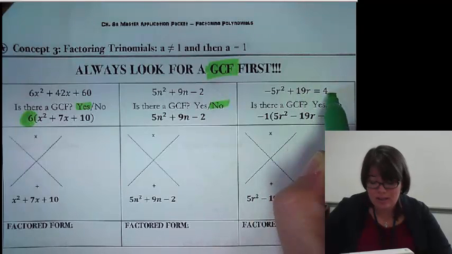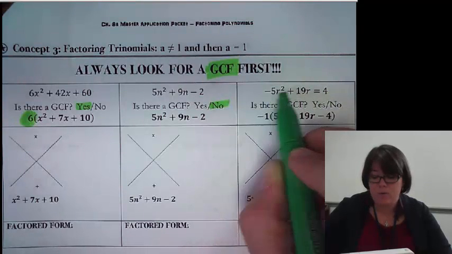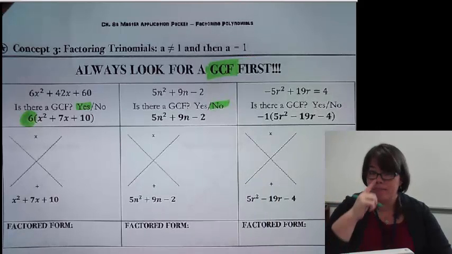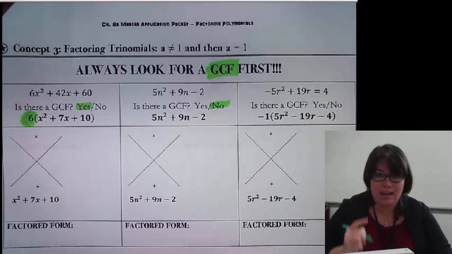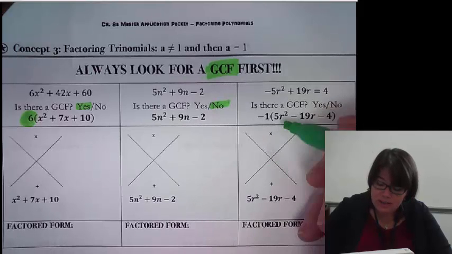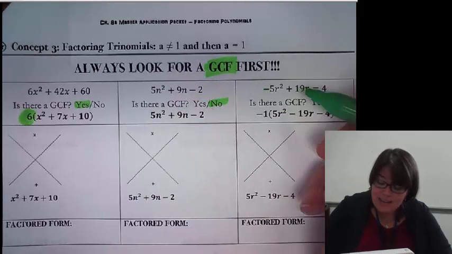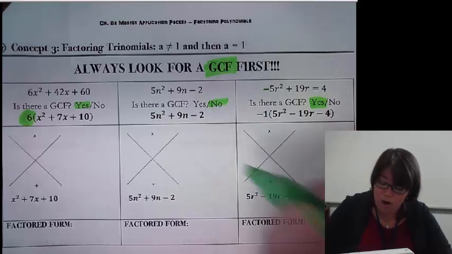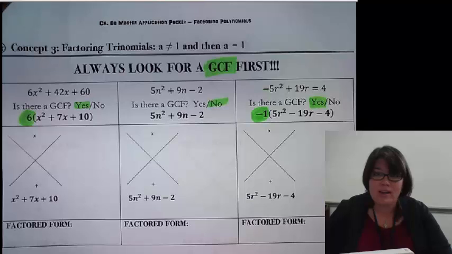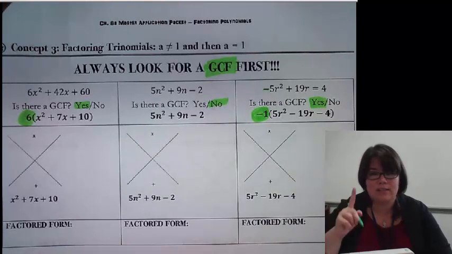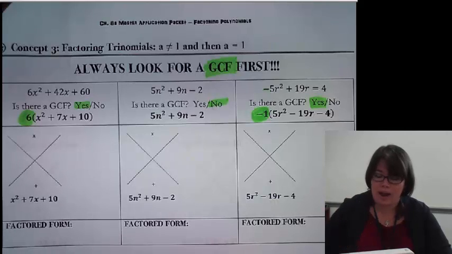Well, technically there's no number that goes into 5, 19, and 4, but remember we said that if your first term is negative, you have to factor out a negative. That's the rule. You've got to do it. It won't work if you don't do it. So because there's a negative here, yes, there is a greatest common factor. We're going to take that -1 and factor it out, because we can't factor out a 2 or a 3 or a 5 or anything like that. So we're just going to factor a 1 out.